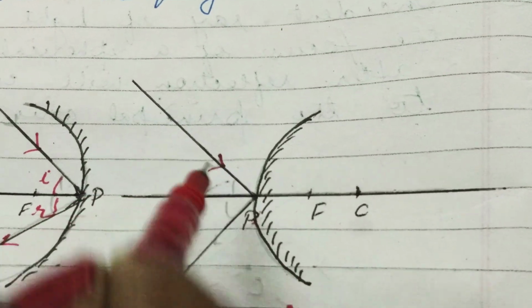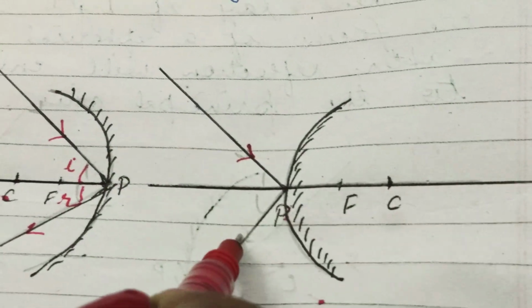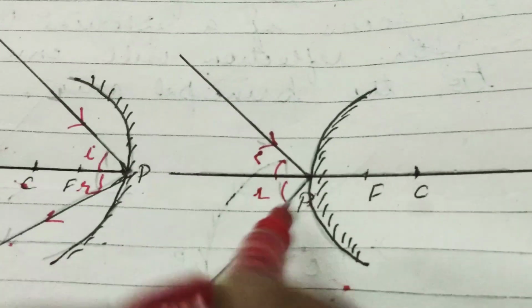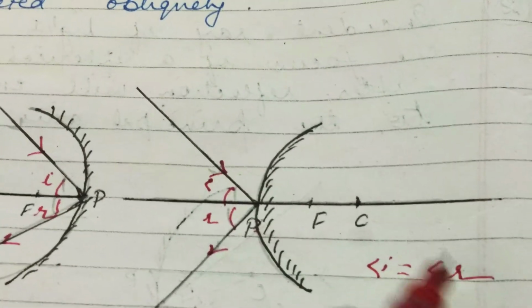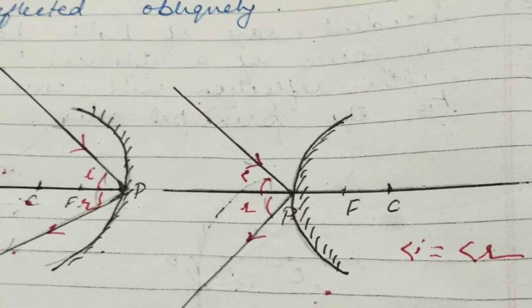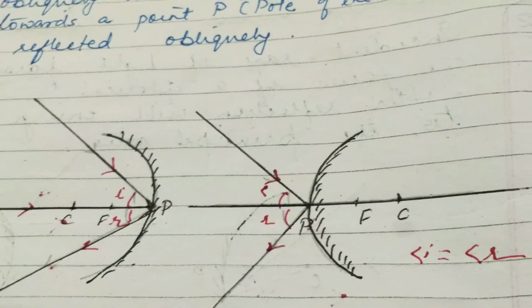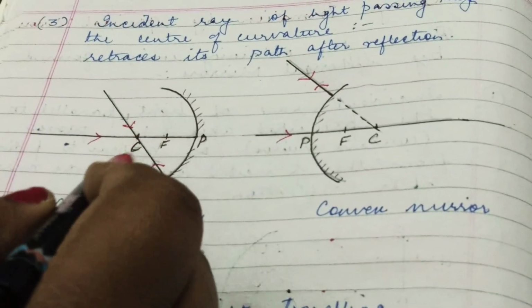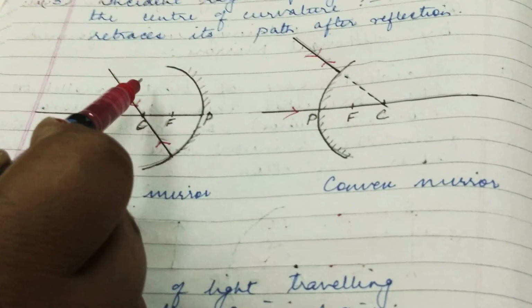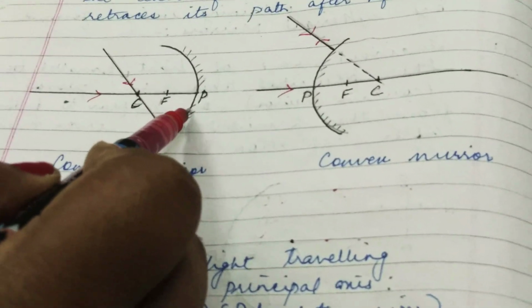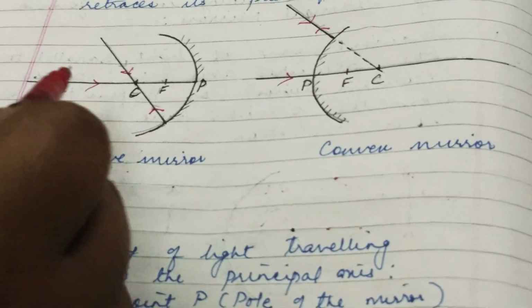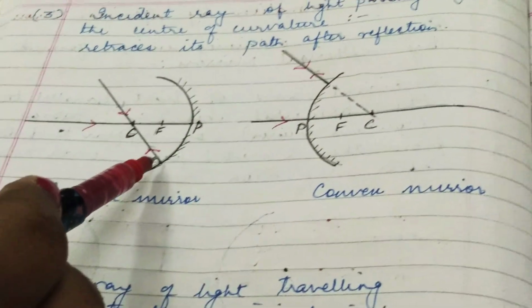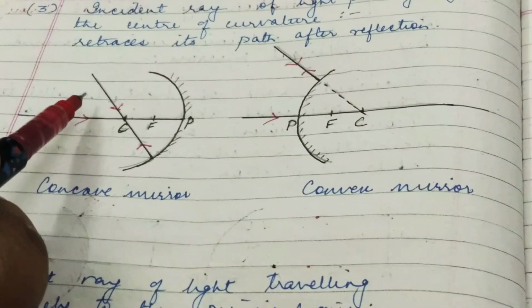Here also the incident ray of light, when it strikes the pole, gets reflected back making the same angle. If this is angle I and this is angle R, then again angle I will be equal to angle R. So the rules are very easy. First, if the incident ray of light is parallel to the principal axis, after reflection it passes through the focus. Second, an incident ray of light passing through the focus becomes parallel to the principal axis after reflection, just the converse of each other. Third, an incident ray of light passing through the center of curvature retraces its path after reflection.